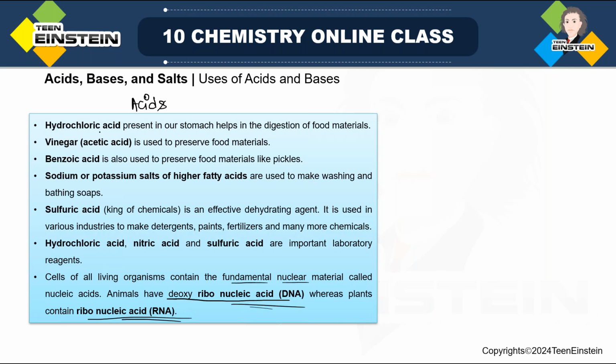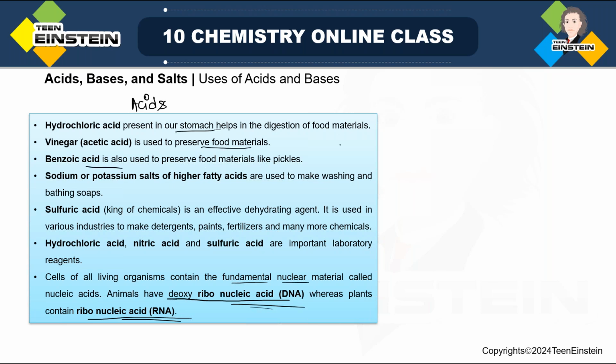Then come to the other acids that we already know. Hydrochloric acid is present in our stomach naturally, and it helps in the digestion of food materials. And also if any undesired things are present by mistake, if we ate something, the acid helps to destroy those undesired things, right? Then vinegar or acetic acid, we know we use it to preserve food materials, and sometimes in cooking there is some use.